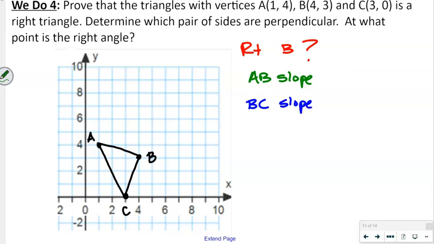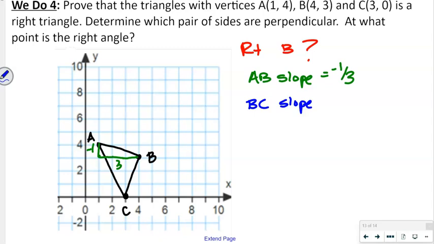So let's go ahead and do AB. So we're going down 1 over 1, 2, 3. Down 1 over 3, right? So this is -1/3. So what should the slope of BC be if indeed there's a right angle at B? It should be +3, right?